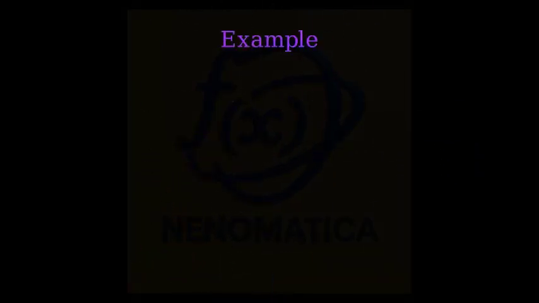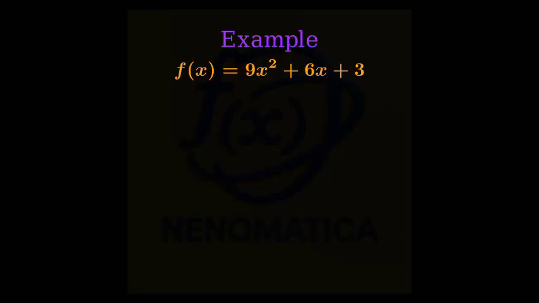We will solve a quadratic minimum problem step by step with an intuitive graph. Here is the function. We will find whether it has a minimum or maximum, the x value of the vertex, and the function value there. Step 1. Determine the direction of the parabola.